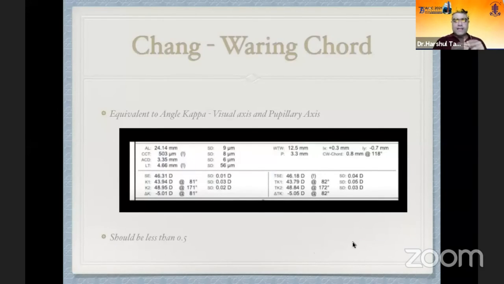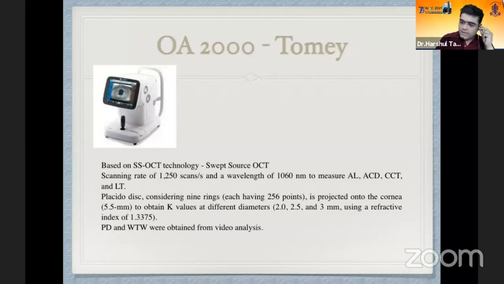Another advantage is that it gives us the Chang varying chord. We can easily and directly see it, which here in this case is 0.8 millimeter, which is equivalent to angle kappa, that is the angle between the visual axis and the pupillary axis. So these are the advantages of the swept source OCT.